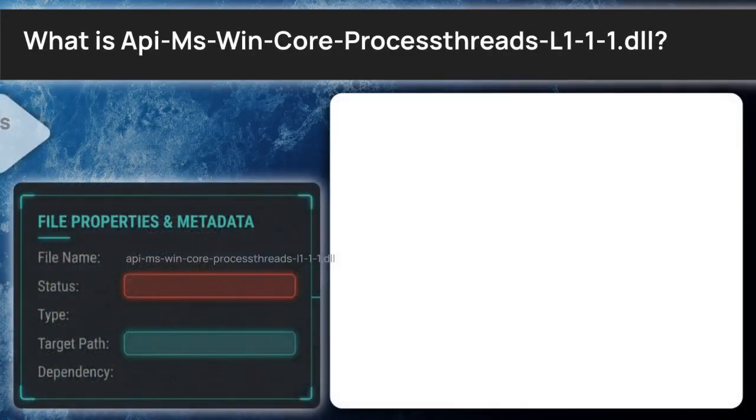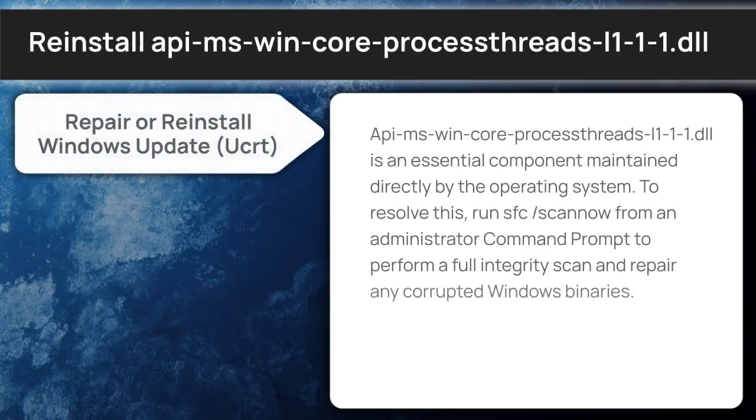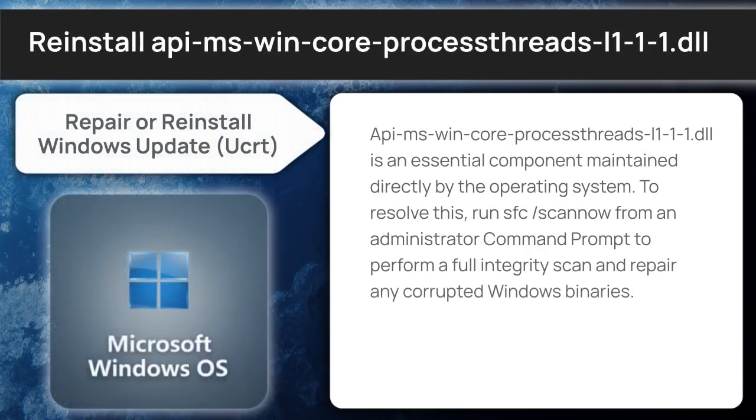This is the Windows core process threads, an extended API shim for process management. It manages unmanaged routines for process priority and affinity orchestration, facilitating the performance data link for localized binary manifests. Now that the background is clear, let's walk through the actual installation steps. APMS Win Core Process Threads L111 is an essential component maintained directly by the operating system.